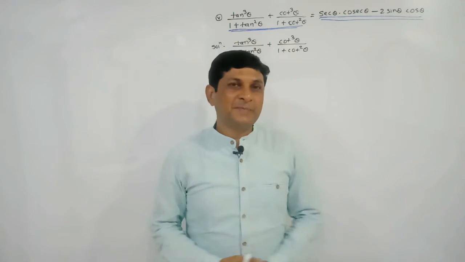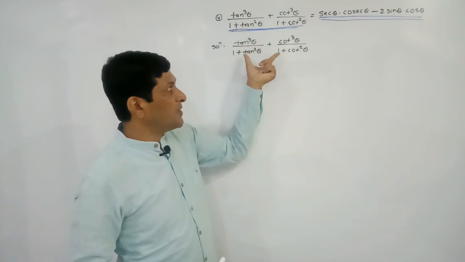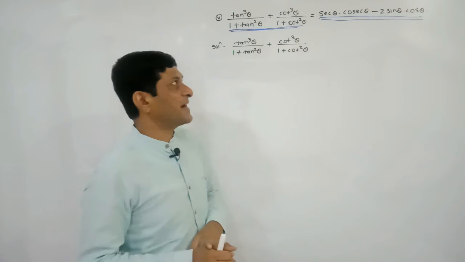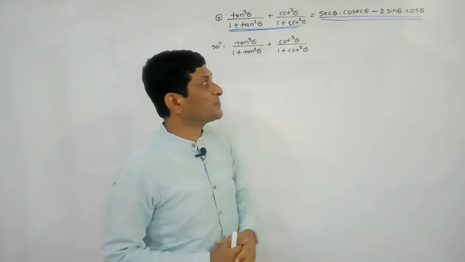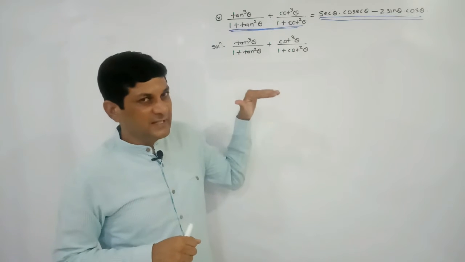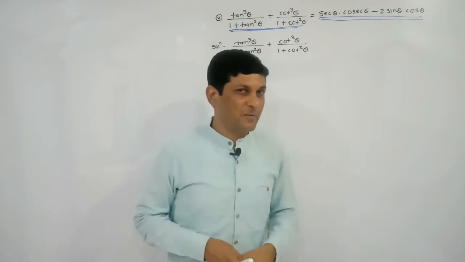Now see example number 5. In this case, this is the left hand side which we have already considered, and simplifying it, we have to show that its value is equal to what? The right hand side, that is sec theta cosec theta minus 2 sin theta cos theta. So first let us simplify it, and after simplifying let us try to get our required result.